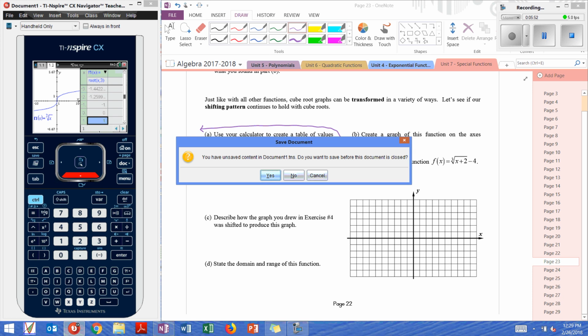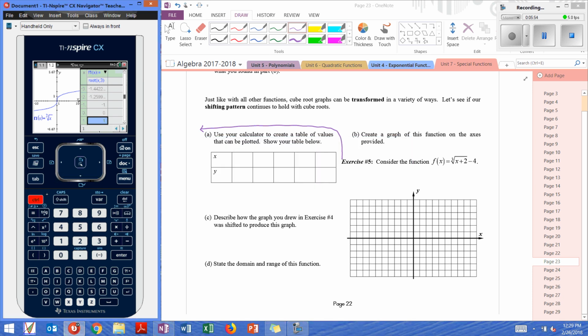Okay, I'm going to add a new graph, and we are going to graph the cube root of x plus 2, all minus 4. Hey, this is a shift. This is a shift of 2 to the left and 4 down. We remember this. This is all the stuff that we've done in many of our other functions. So we've done lots of shifts.